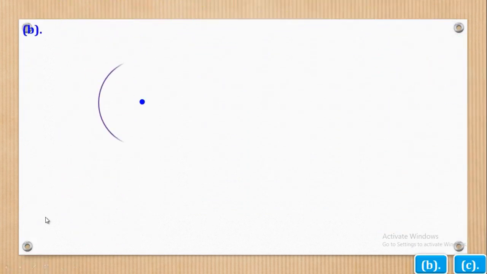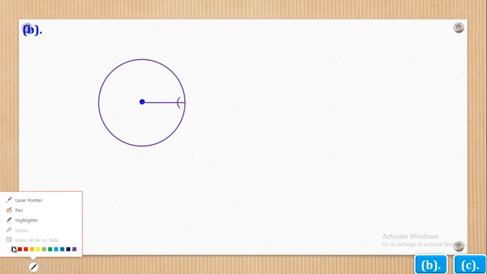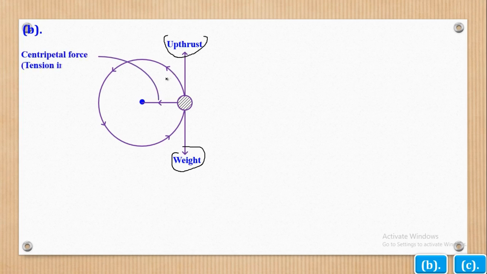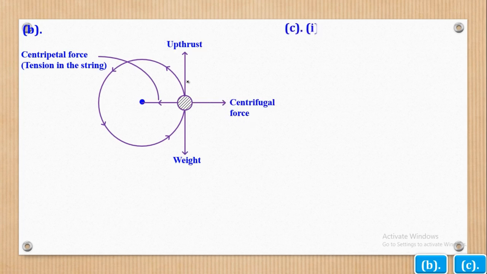So we are going to first draw the given diagram, then we can show the forces. So that's the diagram. The first force we shall put will be the weight, of course, which is acting vertically downwards. Then we shall put the upthrust, which is acting vertically upwards. Then the centripetal force, which is acting towards the center, or we call it tension in the string. Then we put the centrifugal force, which is acting away from the center. So those are the forces acting on the particle.